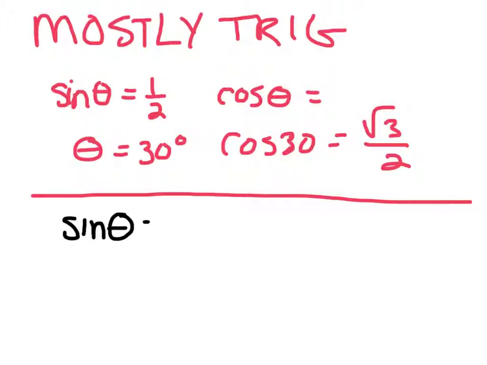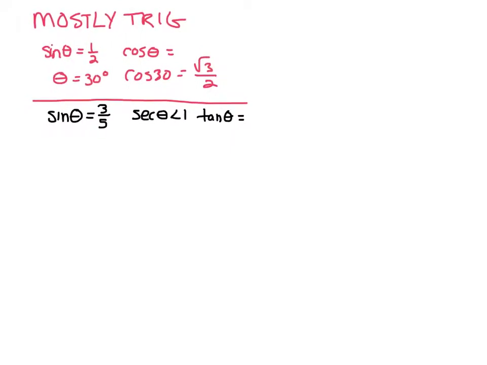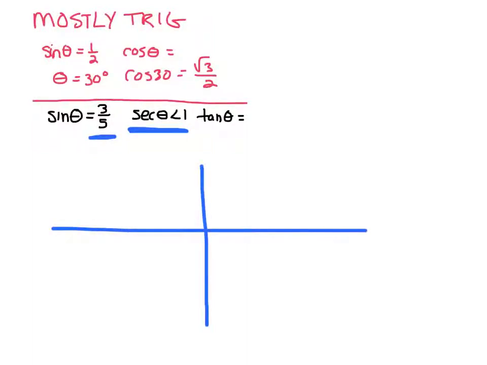Sine theta is equal to, let's say, 3/5, and the secant of theta is less than 0, and find the tangent of theta. Because this is asking a lot of extra information. Not a doozy, but you have to look here and think, well, the sine is positive and the cosine is negative, and so if the sine's positive and the cosine's negative, that's over here in this quadrant.